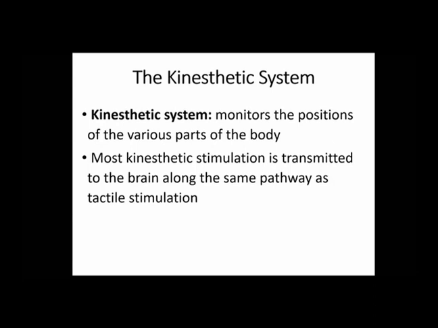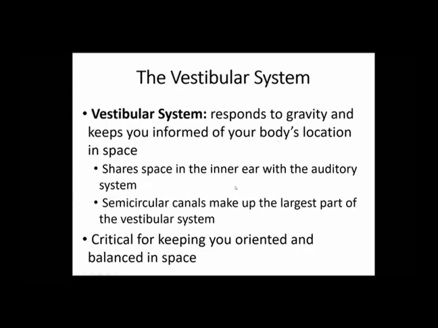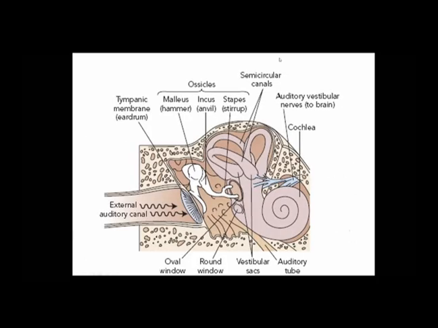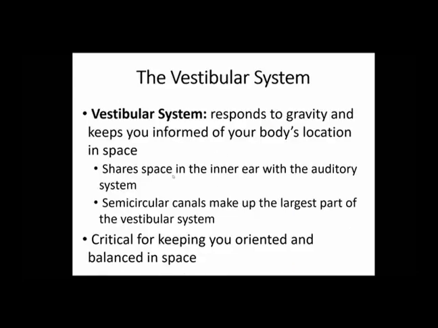Now, in contrast, our vestibular system is responding to gravity. So this is giving us our sense of orientation, or our location in space. Now, this is the part that I referred to back when we were talking about our sense of hearing, where I mentioned that these semicircular canals would come in handy a little bit later on. So that's where we are. So the inner ear of our auditory system, where those semicircular canals are, is most of our vestibular system.